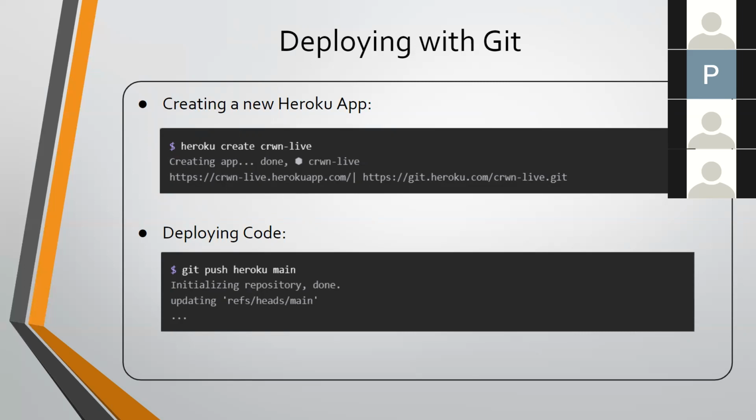This will create a blank application named Crwn Live, and we will be provided with the URL of this blank application. Then to push all our code files to Git, we need to type git push heroku main. Now main here is the main branch of the GitHub repository. So this will deploy our application to Heroku, and now that URL will be taking us to our original application.